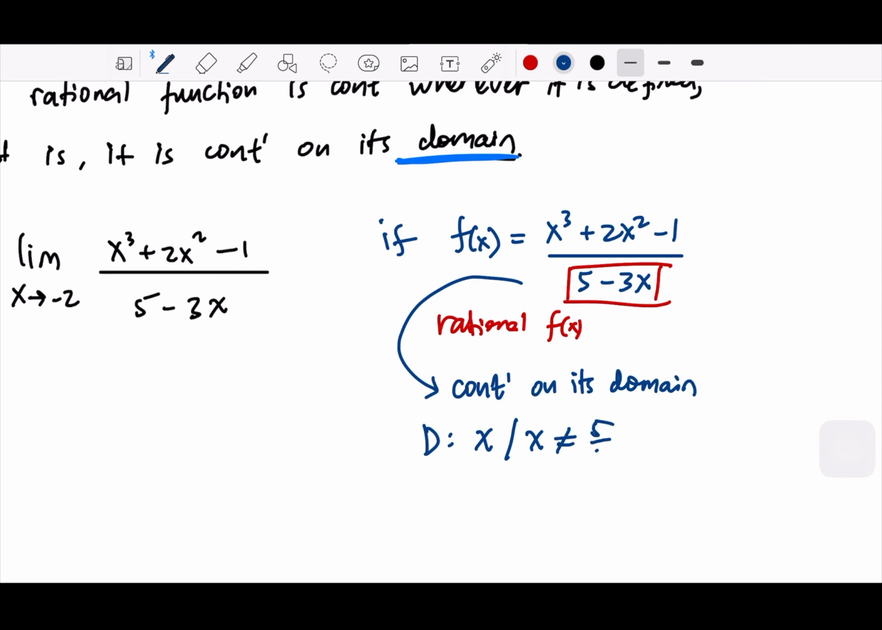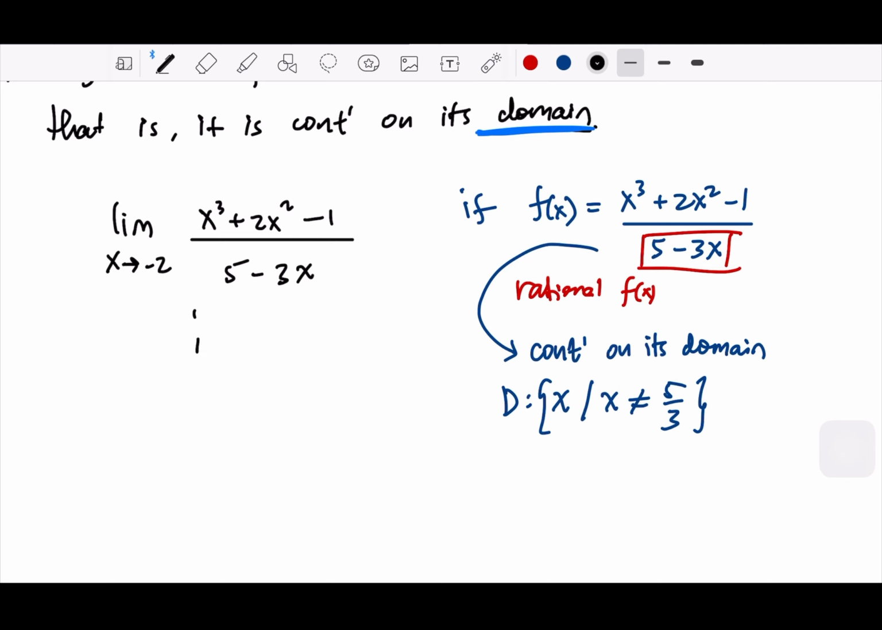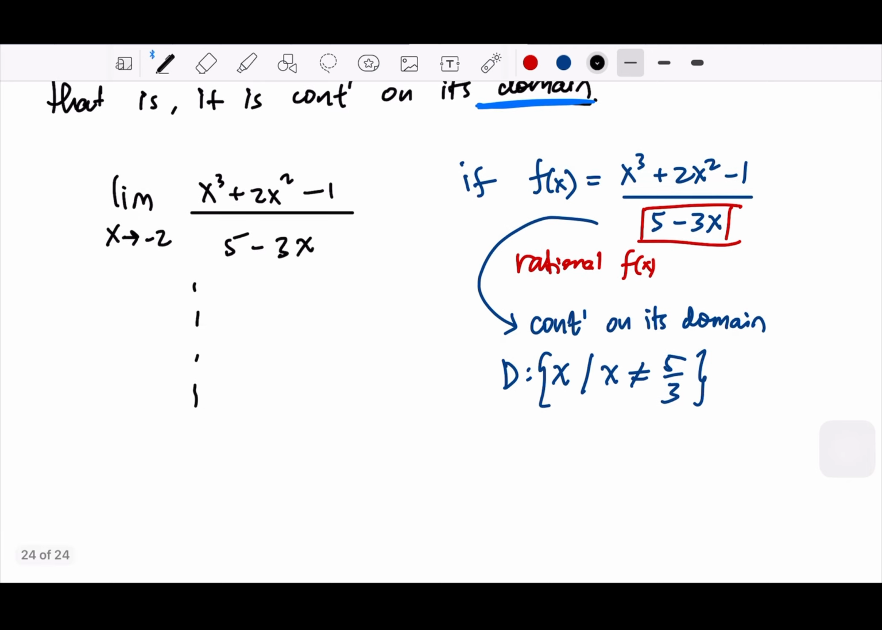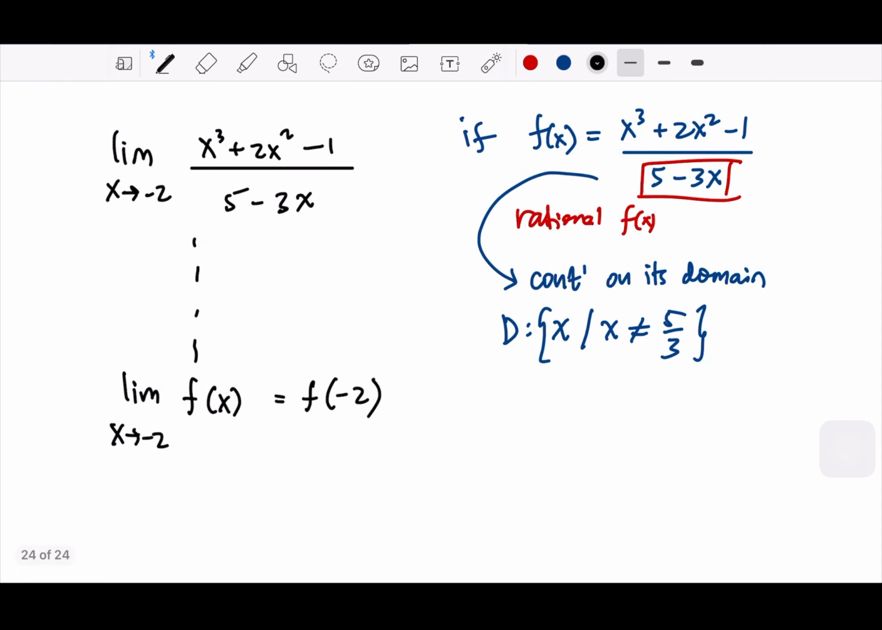So we can make an exception on one point, right? On the point of 5/3. So therefore, when we are using this definition of continuity, we can say that if we take the limit of this, it is precisely just direct substitution into the function.